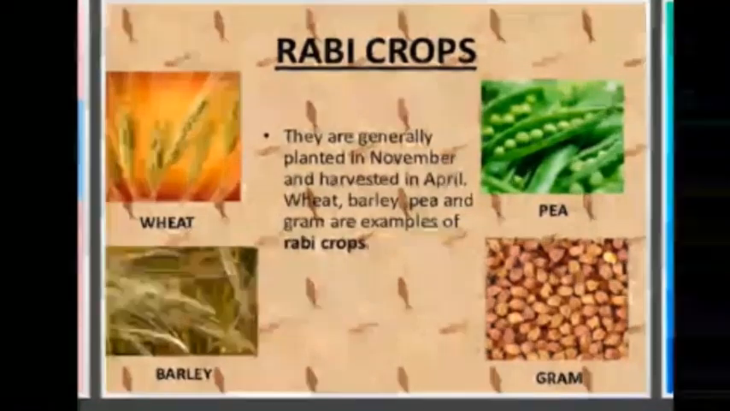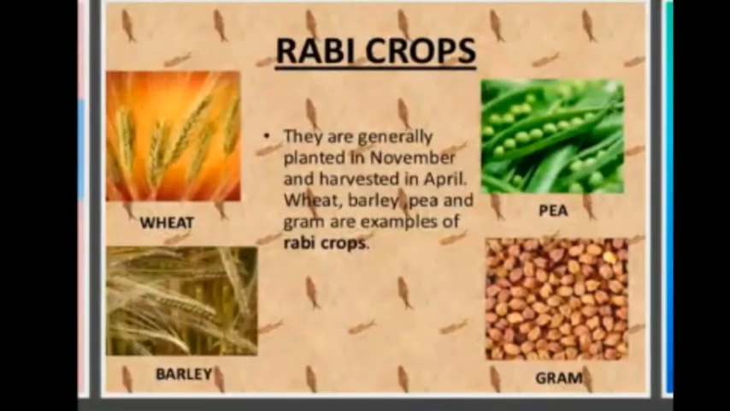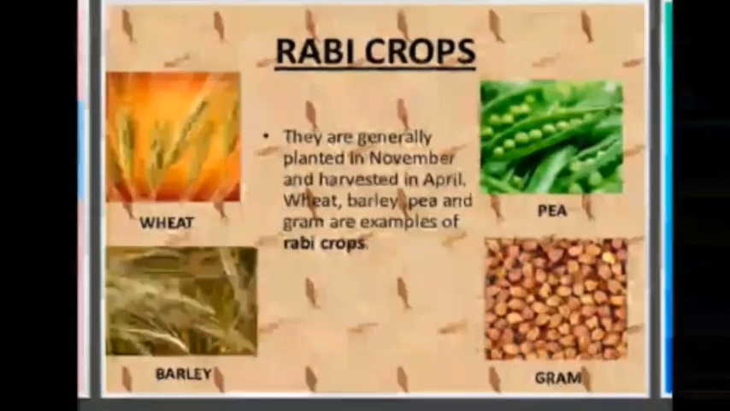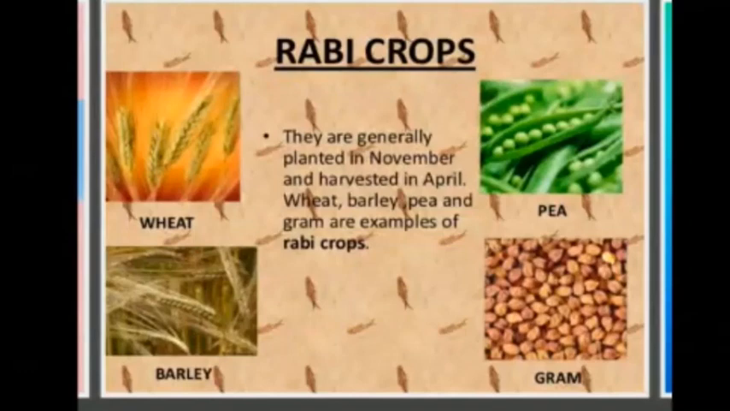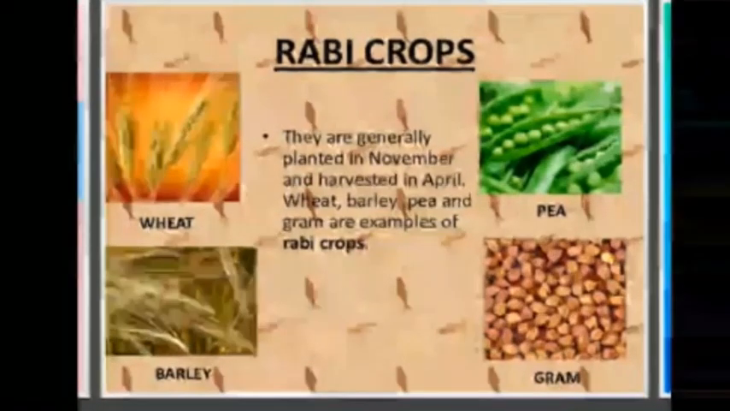Write down the definition. They are generally planted in November and harvested in April. And some examples are wheat, barley, pea and gram, which are examples of Rabi crops.